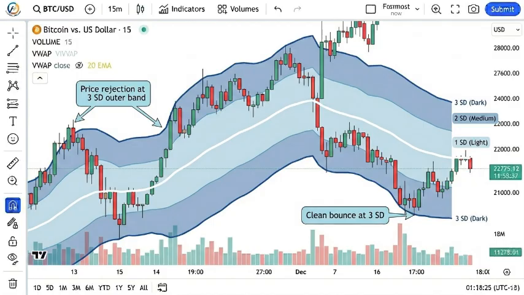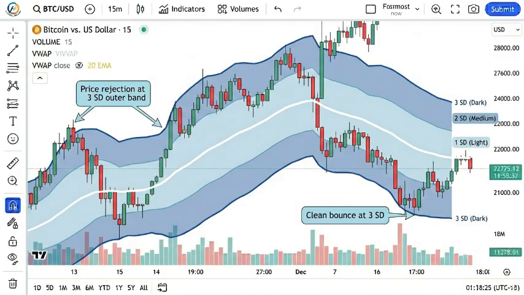Second mistake, trading VWAP in low-volume markets. VWAP needs volume to work. If volume is thin, like during holidays, late afternoon, or on small-cap stocks, VWAP gives false signals. Only trade VWAP when volume is strong.